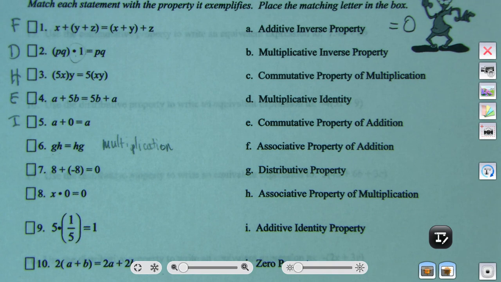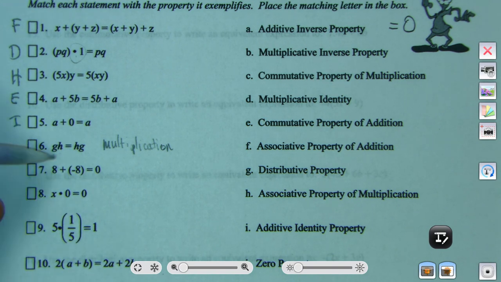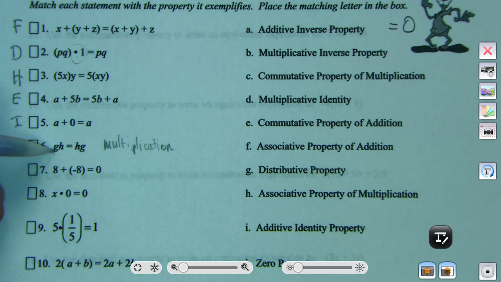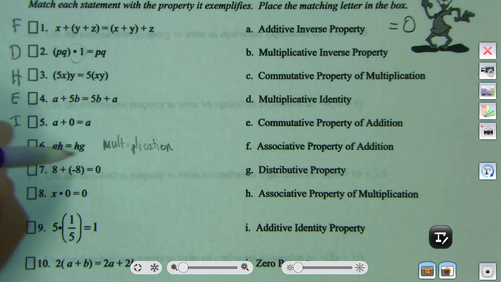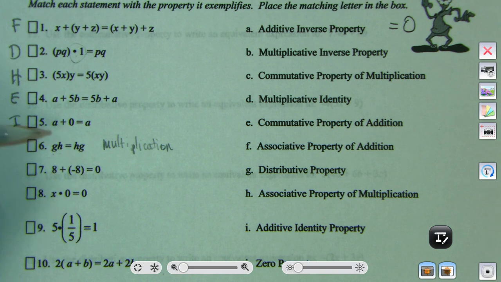Well, we're close. Associative is not the right answer, and let me tell you why. It's okay because that's a hard one to distinguish. But which comes first here, G or H? G, right. And which comes first here? H. So we changed the order, right? We changed the positioning of them. So that's got to be the commutative property.